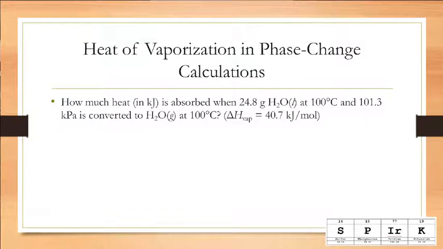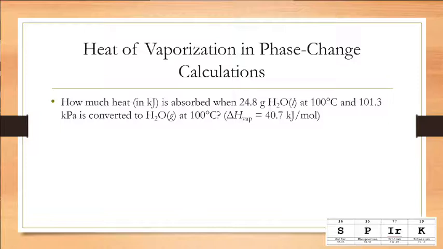So we can do another calculation here. How much heat in kilojoules is absorbed when 24.8 grams of H2O liquid at 100 degrees Celsius and 101.3 kPa, which we know to just be STP, is converted to H2O gas at 100 degrees Celsius. And it gives us our delta H of vaporization.